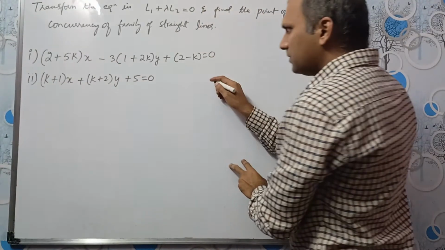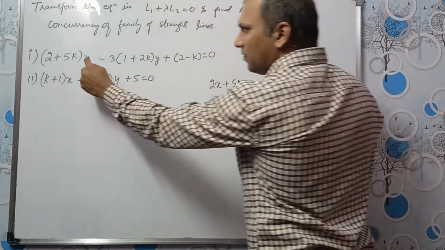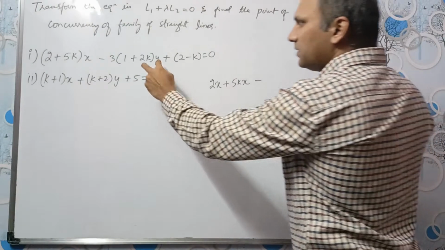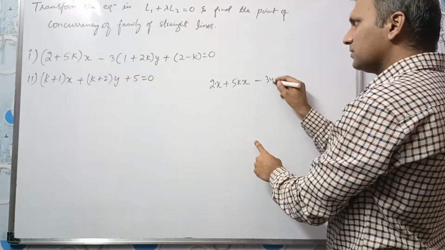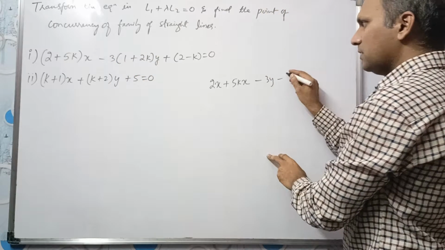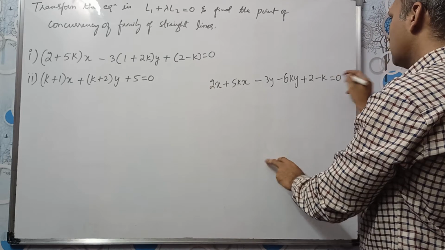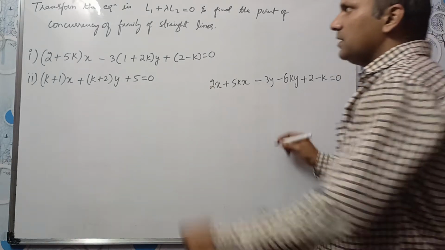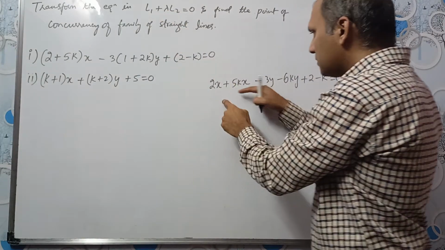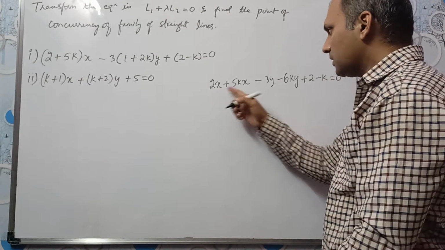Let us multiply. We'll have 2x plus 5kx. We are multiplying x with 2 and x with 5k. And here 3y minus 3 2s are 6k, and here 6ky plus 2 minus k is equal to 0. Okay, see here lambda is the parameter, right? So here the parameter is k.